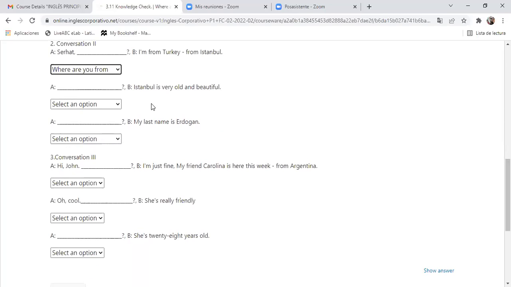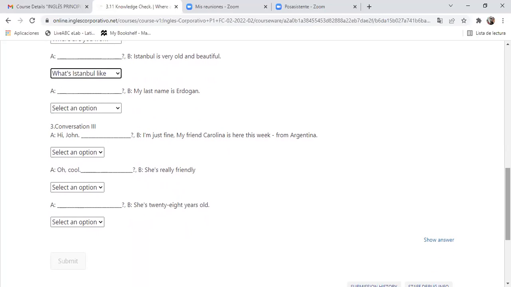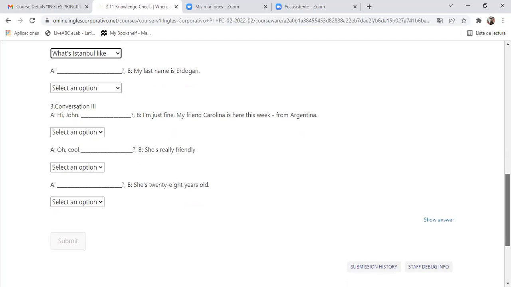And it says, Istanbul is very old and beautiful. So what would be the question? What's Istanbul like? Where are you from? Or what's your last name? What's Istanbul like? Yeah, what's Istanbul like? Istanbul is very old and beautiful. Yes. What's Istanbul like? Quiere decir, ¿cómo es, por ejemplo, what's Ciudad Delgado like? ¿Cómo es Ciudad Delgado? Eso es lo que estoy preguntando.